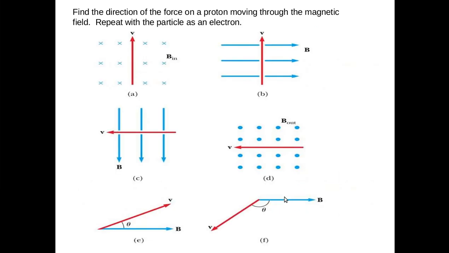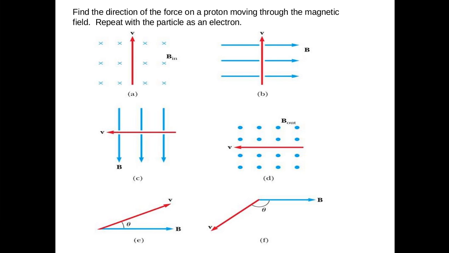Let's do a couple more examples. I'm going to go through each one of these, and I'm going to do each one for a proton and then for an electron. I do that because, to me, that's easier. I go through the right hand rule, identify the direction of the force on the proton, and then I just switch it to get an electron.